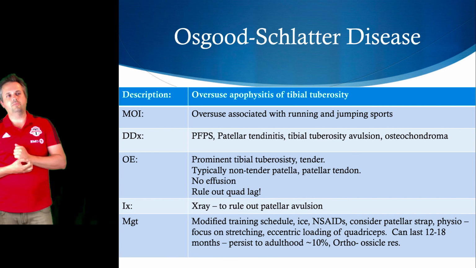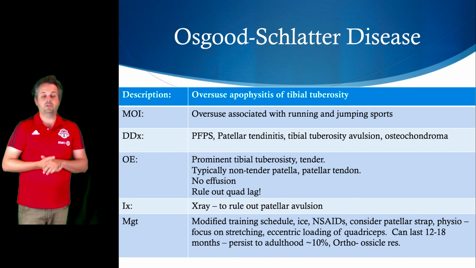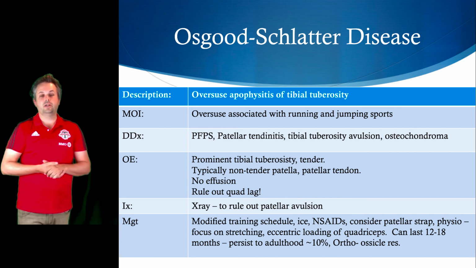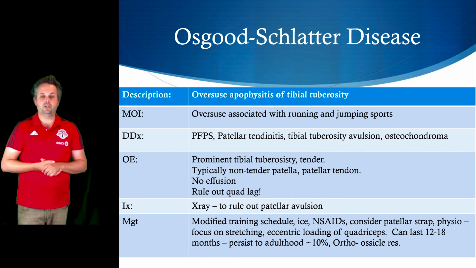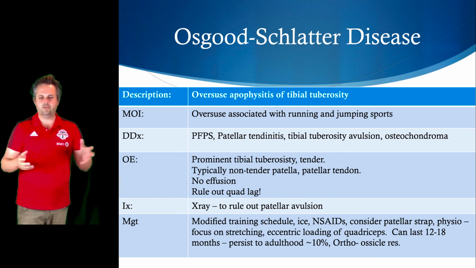I'll focus on stretching and eccentric loading of the quadriceps as well as the rectus femoris. And these can last 12 to 18 months or even more. Like I said, they can persist into adulthood in approximately 1 in 10 patients. This is something where you may consider a referral to orthopedics if there's difficulty with progression or being able to maintain a certain level of activity.